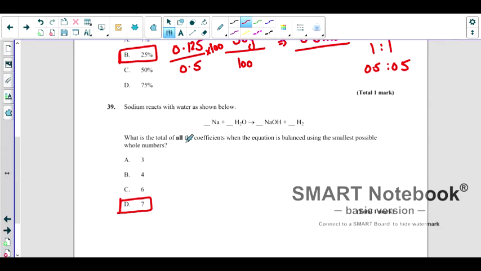Okay, what is the total of all the coefficients? You want to add the coefficients in this case to get the correct answer. It will be 2Na, 2H2O. Again, you need the 2 here, and when you solve it, you see 2 plus 2 plus 2, 6. 6 plus 1 is 7.